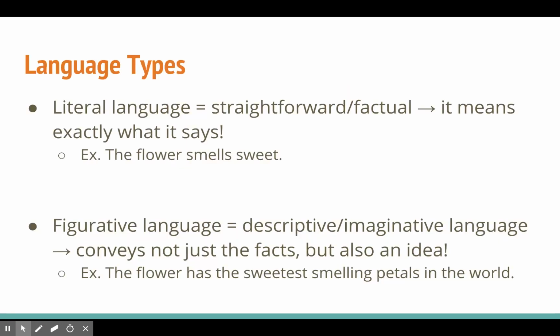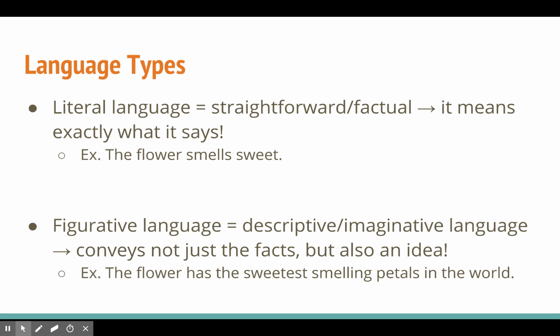So language types, we are going to be focusing on figurative language, which is descriptive and imaginative language. It conveys not just the facts, but also an idea, and typically it paints a picture in your head, so it's linked closely to imagery. In addition to figurative language, we also have literal language, which is just straightforward and factual.